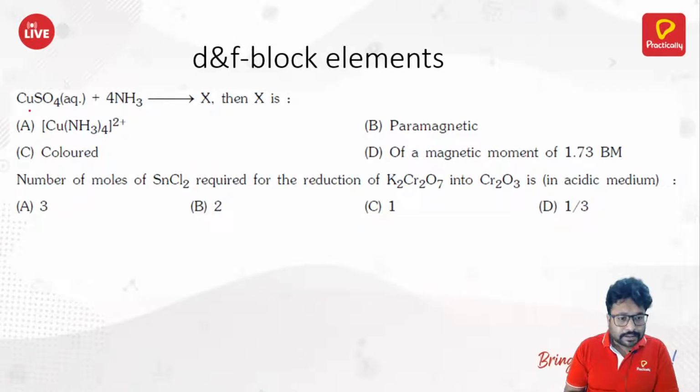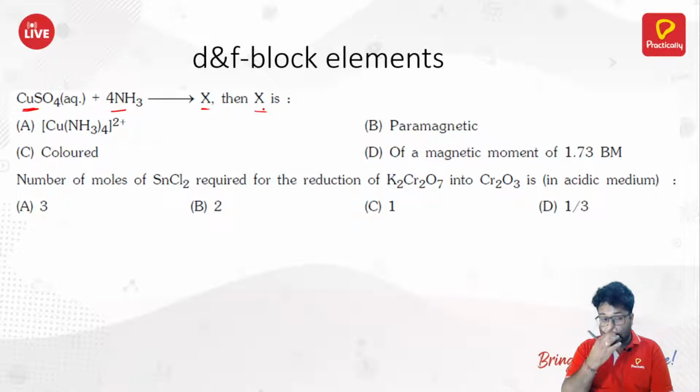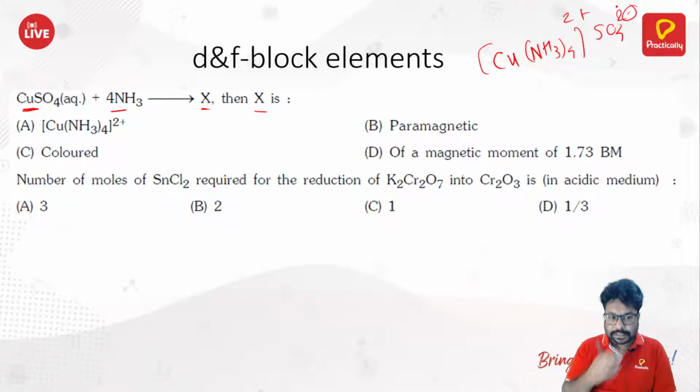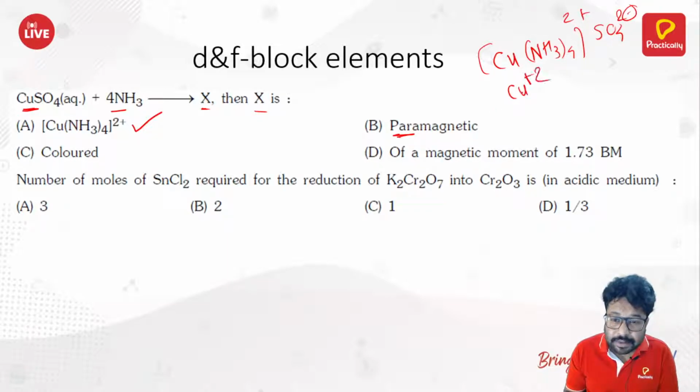CuSO4 reacts with NH3 to give us X. Then X is what? Whenever copper sulfate reacts with 4 moles of ammonia, it gives you this [Cu(NH3)4]2+ counterbalanced by SO4 2-. So A is for sure here. Now is it paramagnetic? We need to check. The oxidation state of copper here is +2.